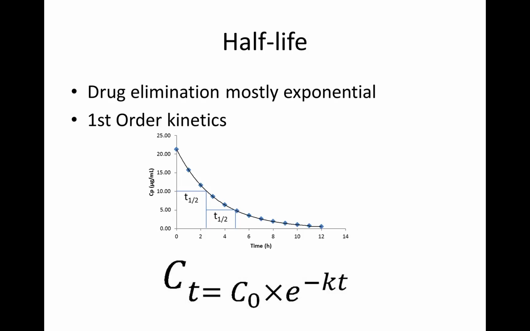The equation for the line is given underneath. It shows that the concentration of drug at time t equals the initial concentration at time 0 times e to the negative kt, where t is time and k is the rate constant.